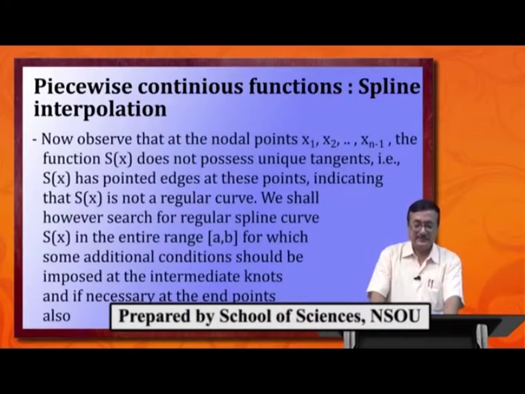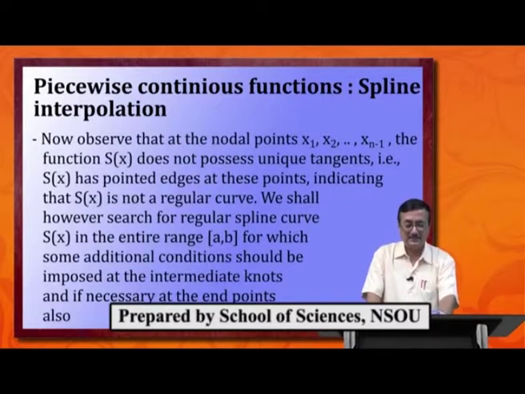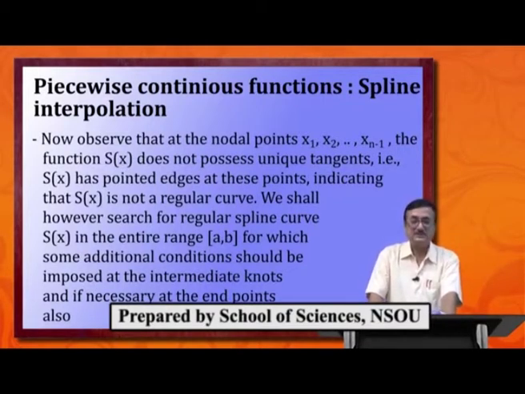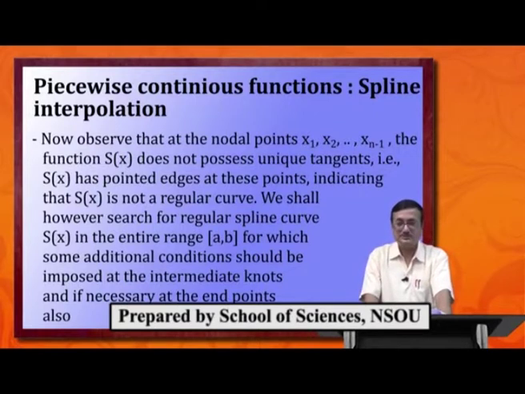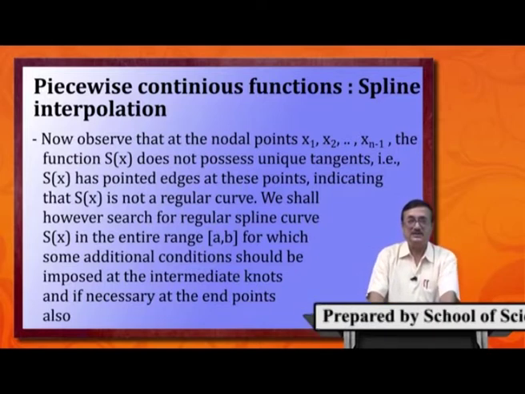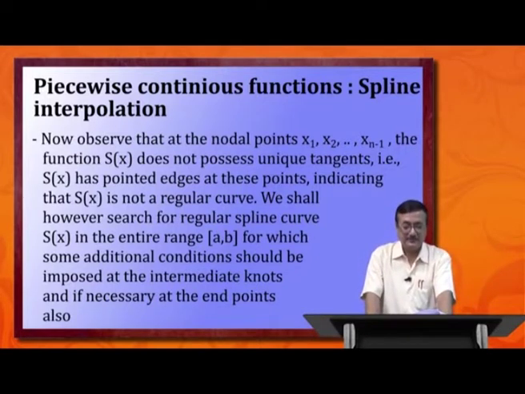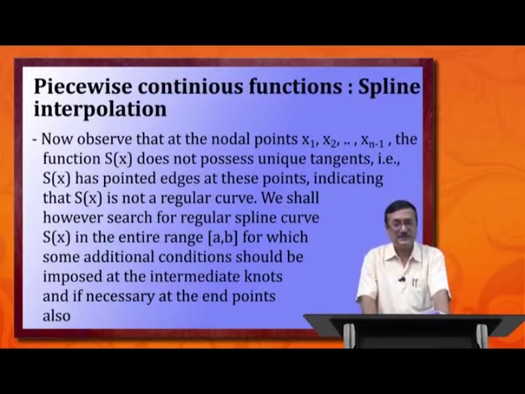Now observe that at the nodal points x1, x2 up to x_{n-1}, that is the internal nodal points, x0 and xn are the end points. x1, x2, up to x_{n-1} are the internal nodal points. The function S(x) does not possess any unique tangent. Look at the figure again. We have here some sharp edges at the internal nodal points. So there is no unique tangent at those points, indicating that S(x) is not a regular curve.